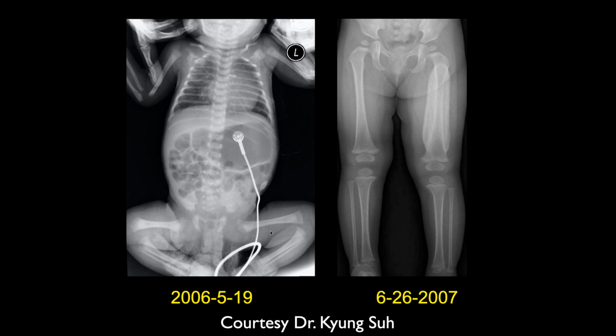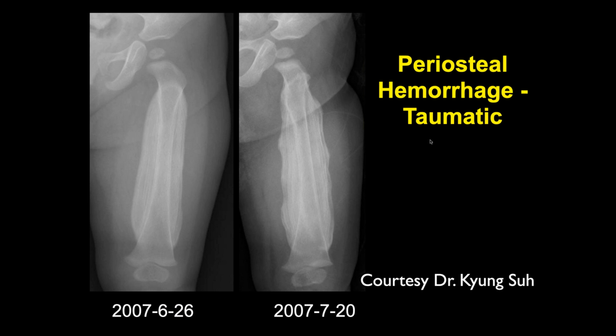So what could be going on? That looks almost like a calcified hematoma or subperiosteal hematoma type. Like I think we had a similar one yesterday.